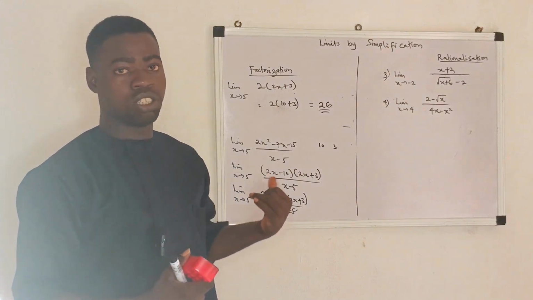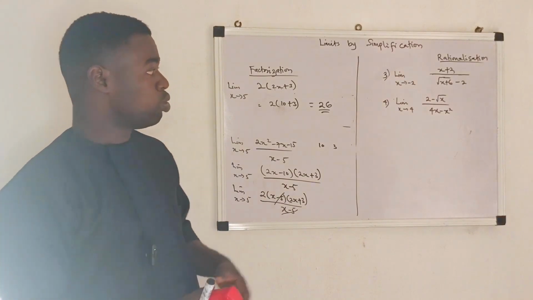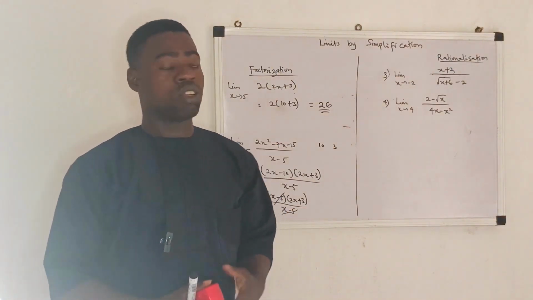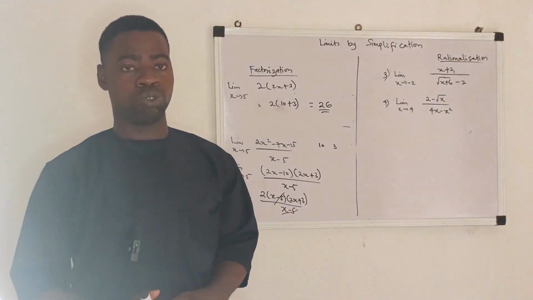Now, in cases where you have the function with square roots, with radicands, then you will not be able to use the factorization method because you cannot factorize such a function. So we'll have to use rationalization. So let's see question number 3 and question number 4, how we can be able to do that.